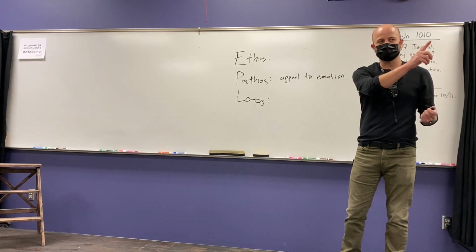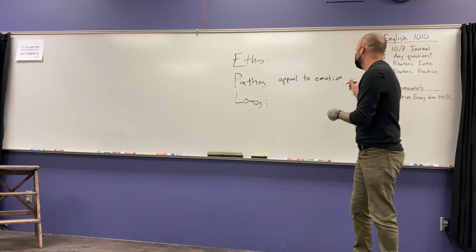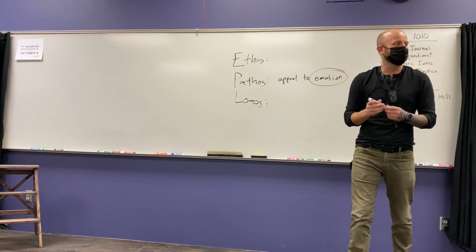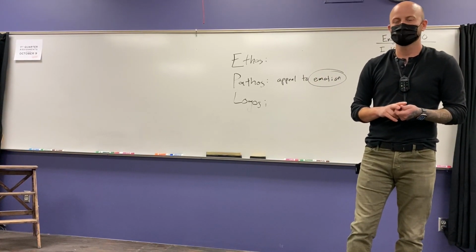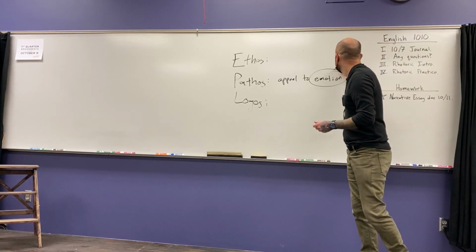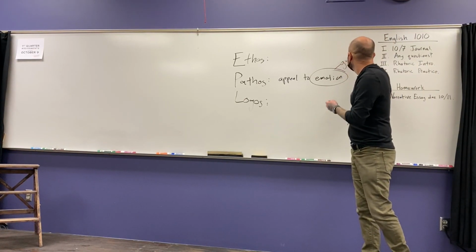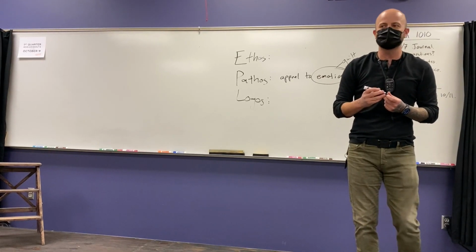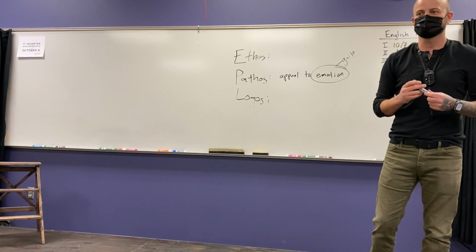But we need to be more specific. Not just an emotion. What emotion am I appealing to? Buy this car or else my family will starve. I'm appealing to your guilt, right? Buy this car because it's cool and everyone will like you. And it's the best car.